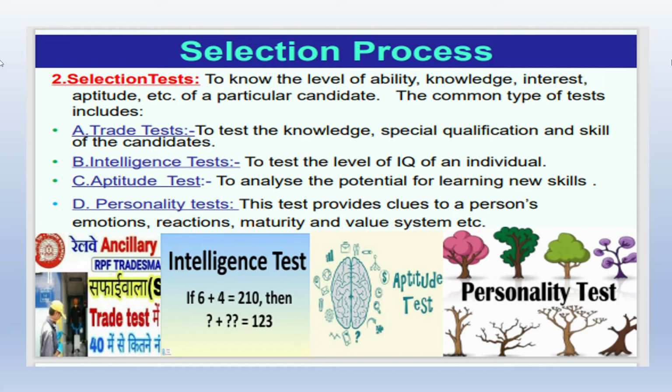Let's move to the other test, which is also called the intelligence test. Intelligence test measures the level of intelligence quotient and indicates the candidate's ability to learn, take decisions, and make judgments. Moving on to the aptitude test. The aptitude test measures the ability to learn new skills. It indicates candidates' capacity to develop.